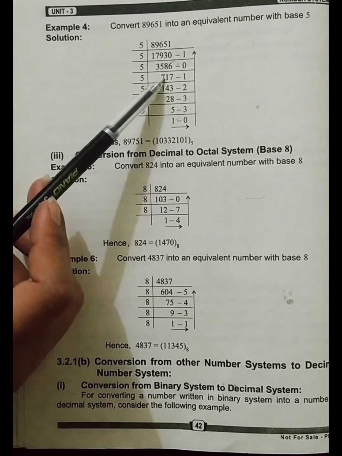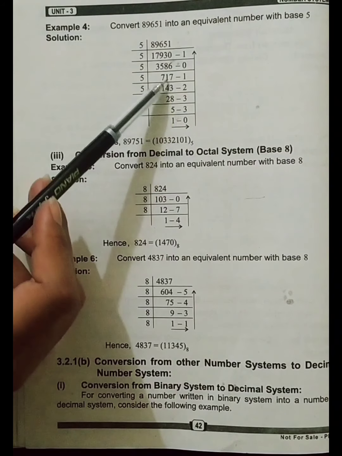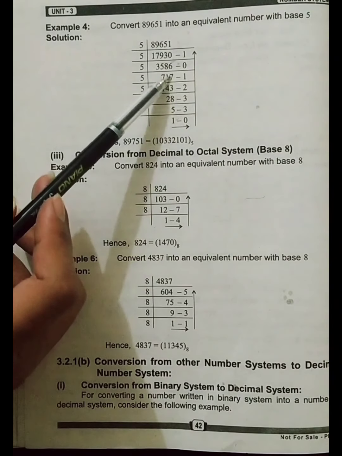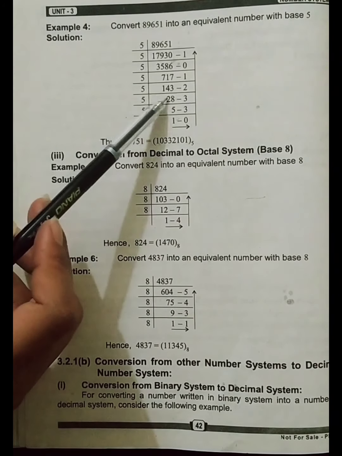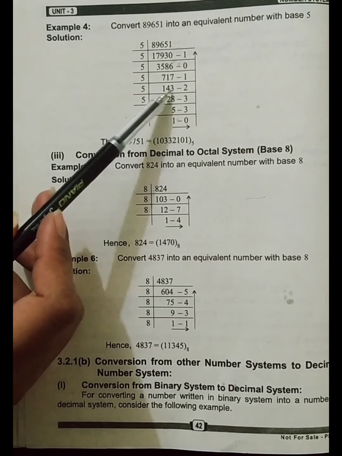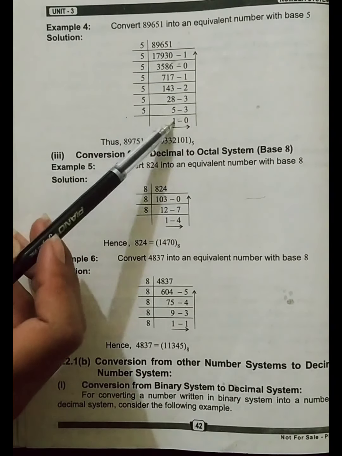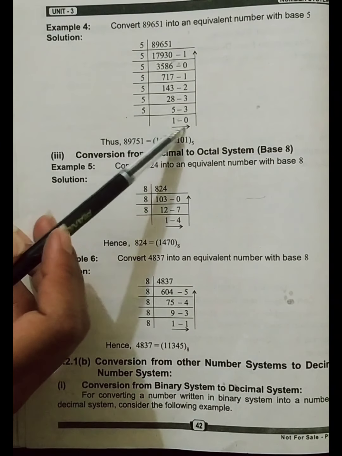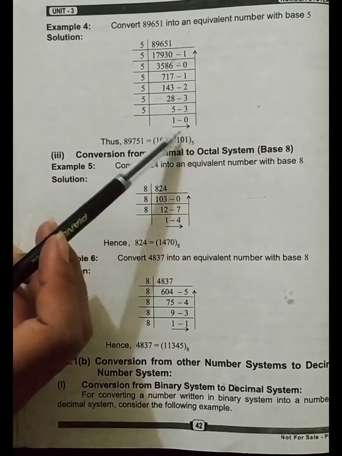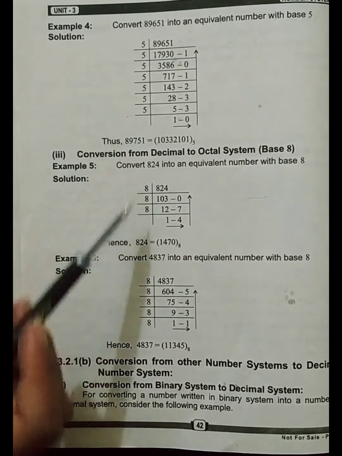5 1s are 5, 2 carry, 5 4s are 20, 1 carry, 5 3s are 15, and we have 17, so 2 is the remainder. 5 2s are 10, 4 carry, 43 we have, so 5 8s are 40 and 3 is the remainder. 5 5s are 25, 3 is the remainder, 5 1s are 5, and then 0 is the remainder. And we write the answer from left to right and then upward. So the answer is 1 0 3 3 2 1 0 1.